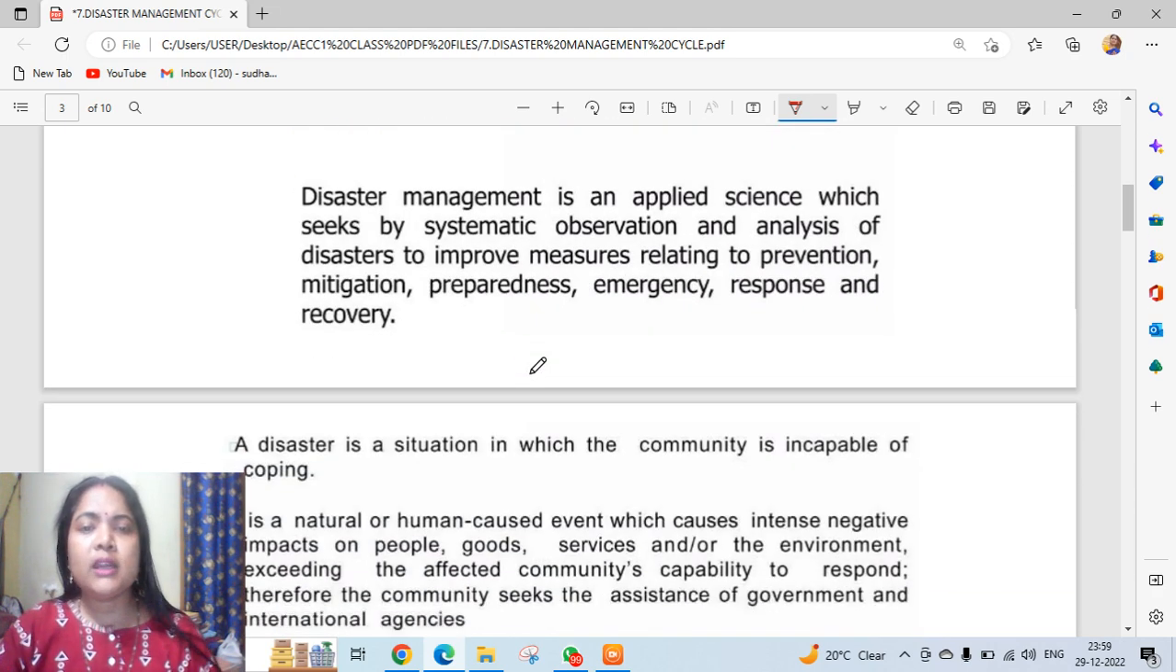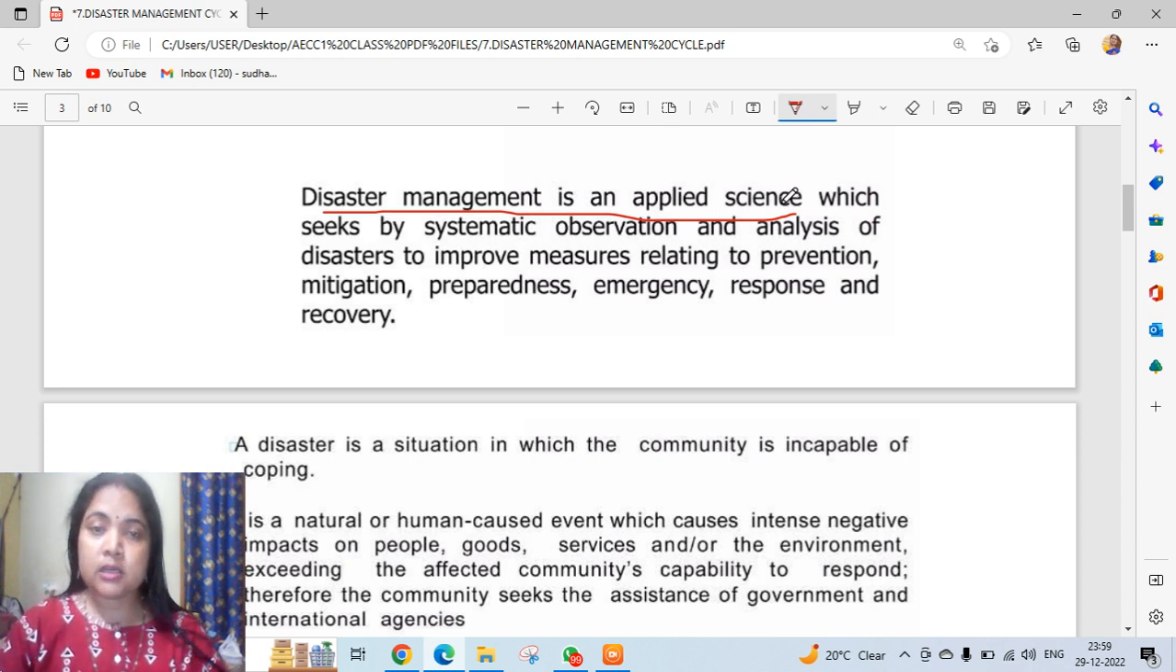Then what is disaster management? Disaster management is an applied science. These are all important terms, okay?